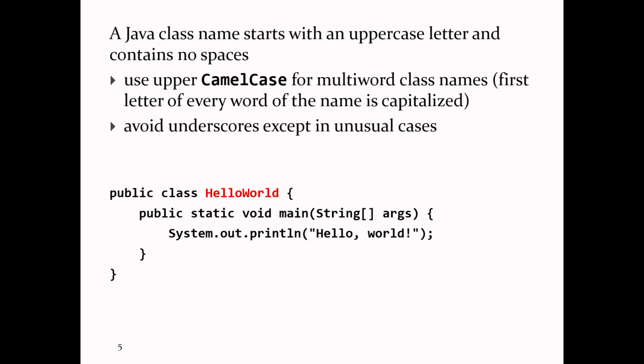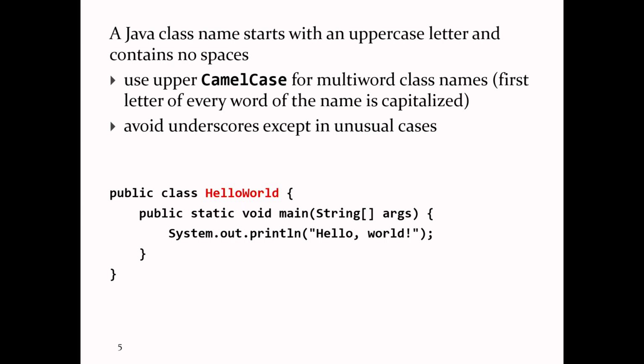When you name a class, you always write it in what's called upper camel case. The first letter of every word of the name is a capital letter. So big H, hello, big W, world. That's the way Java programmers will expect you to name it. The Java compiler doesn't care. You can call it little h, little w, and the compiler doesn't care. But Java programmers care how you name things. So the convention in the programming language is to name classes in upper camel case.